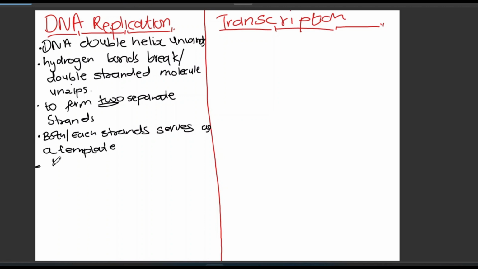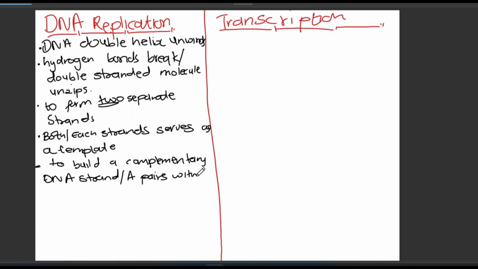To build a complementary DNA strand. Remember, we're making a copy, right? DNA replication, we're making a copy of DNA. So to build a complementary DNA strand. And how will that work? We are going to have A pairing with T. So A pairs with T. You can even write the full words. It's also fine. And C is going to pair with G.